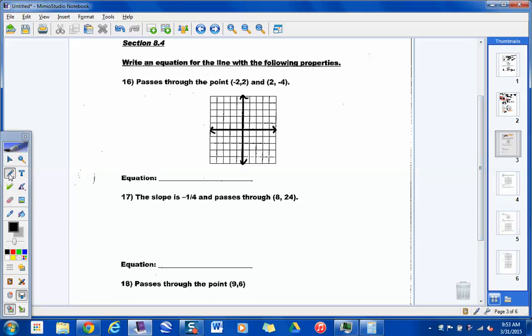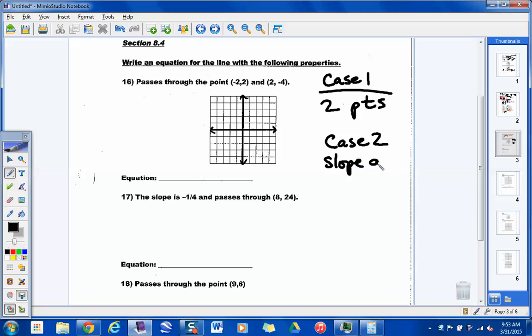Guys, this point right here is the part where we write an equation for the line with the following properties. Two cases. Case 1, you might have 2 points given to you. You can write an equation if you have 2 points. Or case 2, where you have a slope and a point. Either way, the only way you can do this is under the following cases. You know 2 points, or you know a point and its slope.